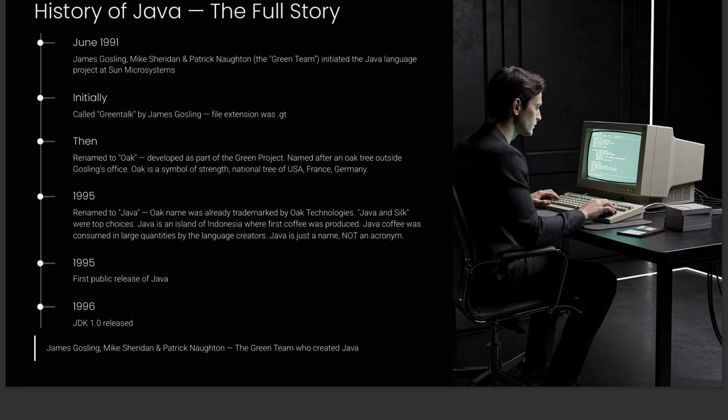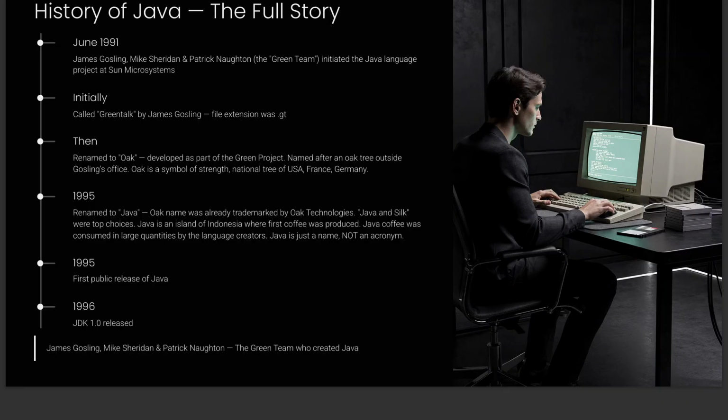It was developed as part of the Green project, and the reason he named it Oak is that he had an oak tree just outside his office which he could see from his window. That's the reason he thought of making the name of the language Oak. Also because oak is a symbol of strength, the national tree of the US, France, and Germany. So that is also one of the reasons.